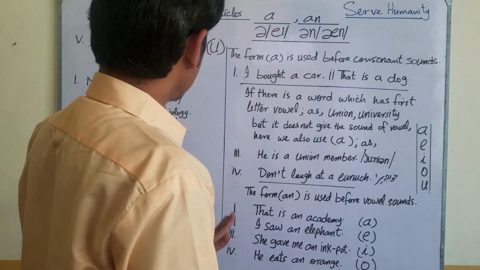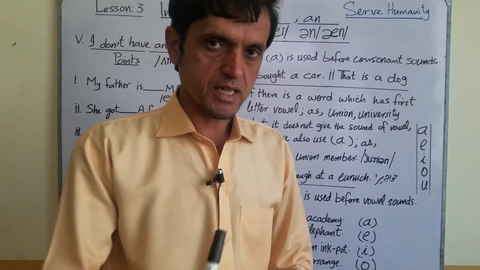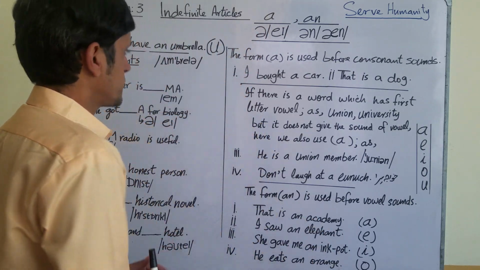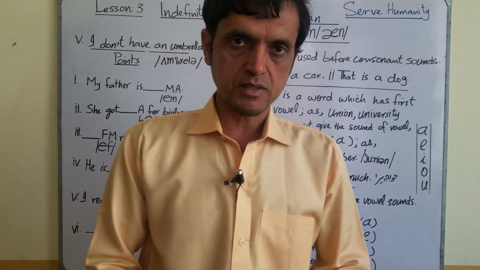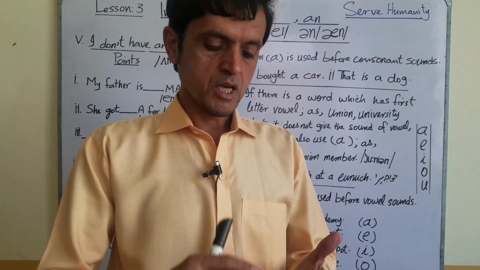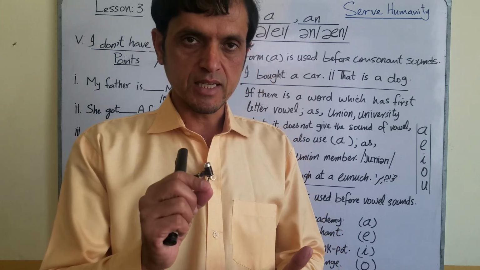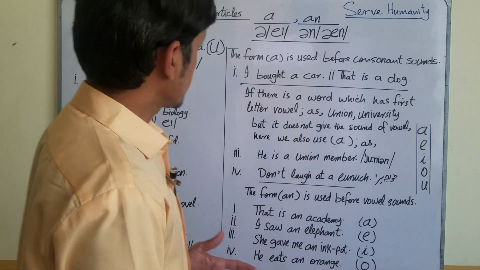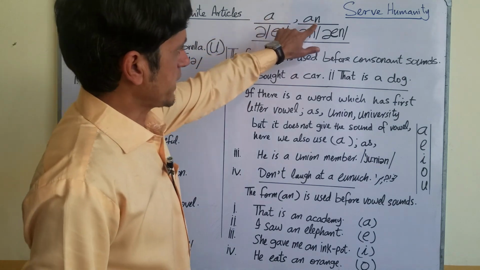In this class, I'll teach you indefinite articles. As you know, we have two types of articles: one is the definite article and one is the indefinite articles. The definite article is the, and the indefinite articles are a and an.